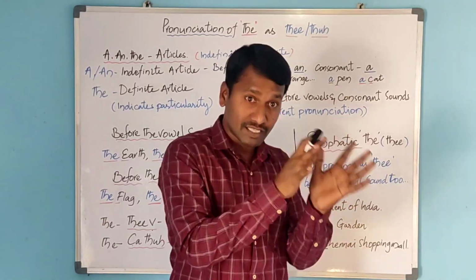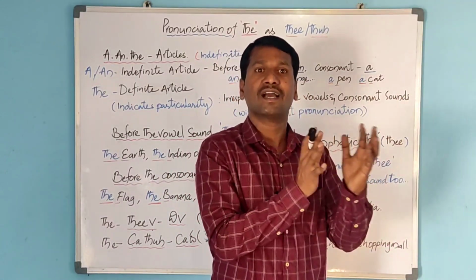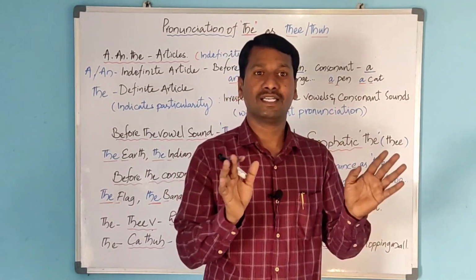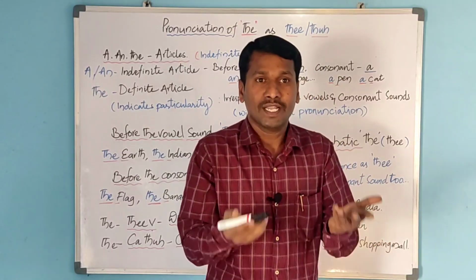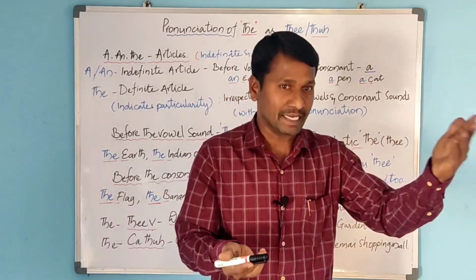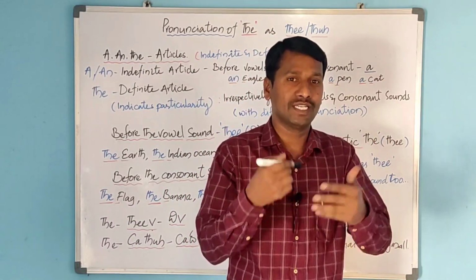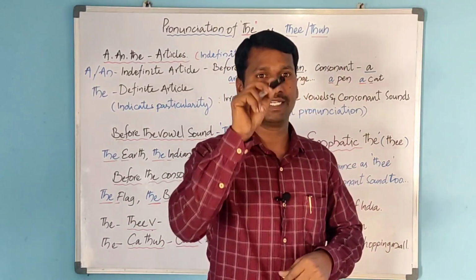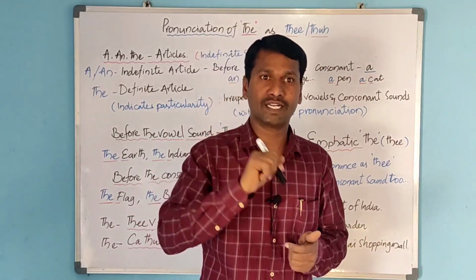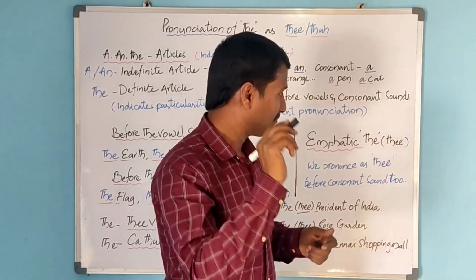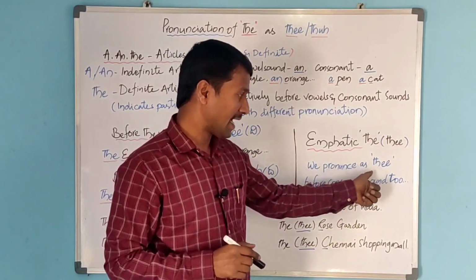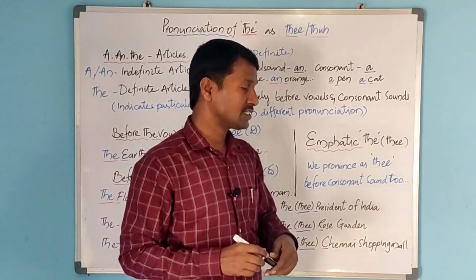In these cases, even though that word starts with a consonant, we have to pronounce it like "thee", not "thuh". They want to tell you that it is not like all other names, it is a specified, genuine one. Because when there are many names, to show that it is a genuine one, not a fake one, they use the definite article THE before their shop name, brand name, or company name, but they pronounce it as "thee". This kind of case is called emphatic THE. So we pronounce "thee" before consonant sounds too.